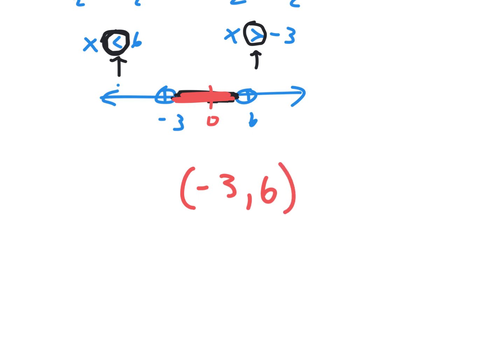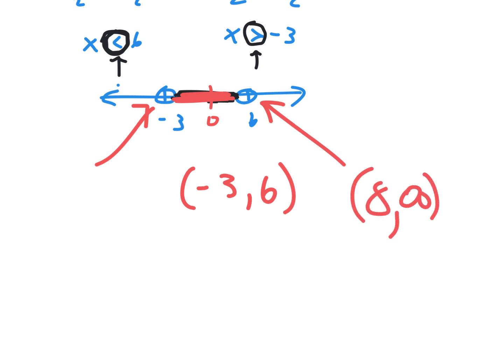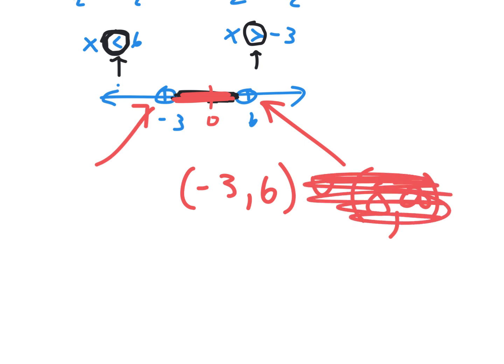Would it have mattered if you used brackets? Yes, and it would have been wrong because this has empty spots, so you use parentheses. Yes? Why don't we have a U? There's only one of them. If there was another set, like, oh, and from 8 to infinity, anytime there's two sets, you put a U. There's not two sets. There's just one set.